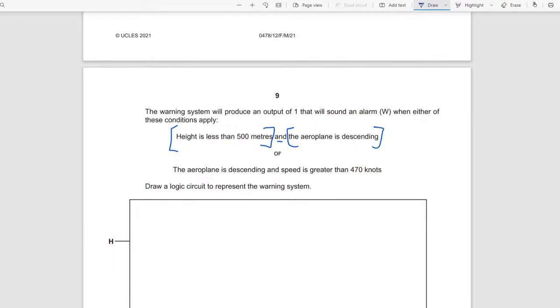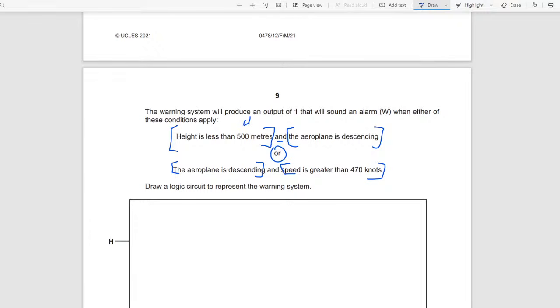Then this entire gate is joined with an OR gate, and this OR gate is then joined by the aeroplane is descending and the speed is greater. So let's see how many gates I see. 1, 2, 3, 4, 5. There you go. Because the final one will be OR. So let's draw this, let's read this, because height, this won't have a logic gate, right?